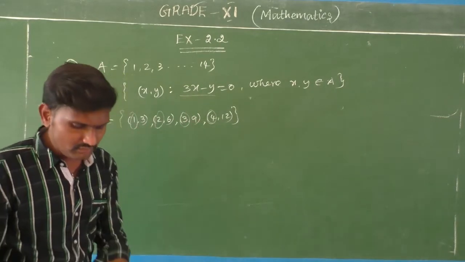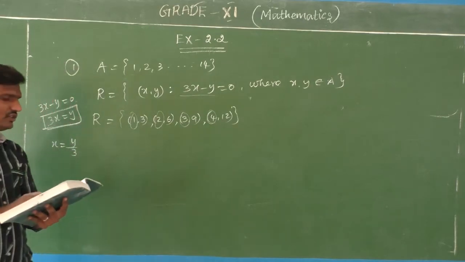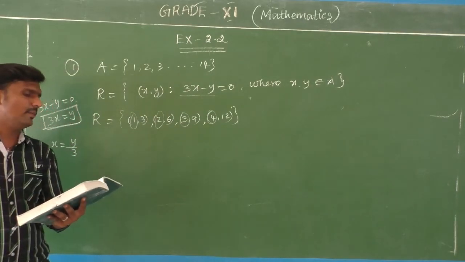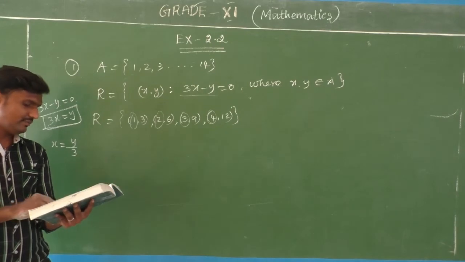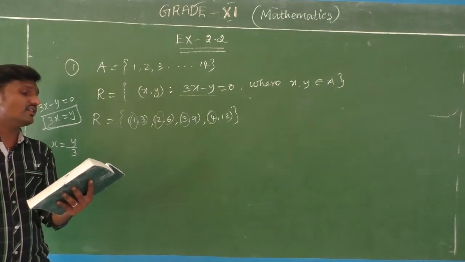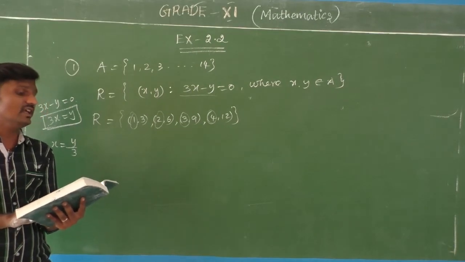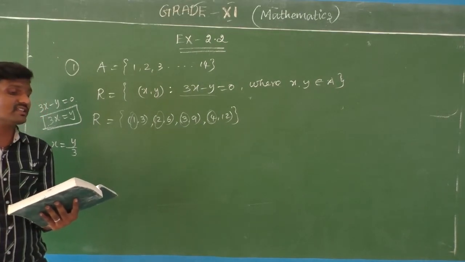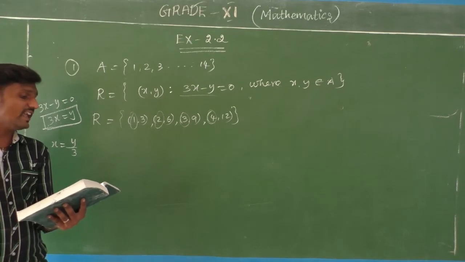Yes. And the next question is also the same pattern for you. Example 7: define the relation R on the set N of natural numbers by R equal to {(x, y) such that y equal to x plus 5}.